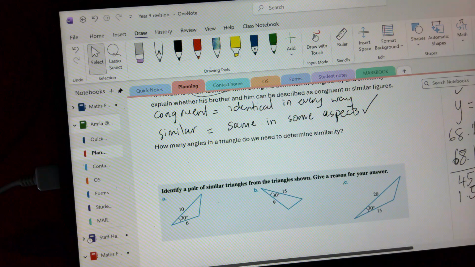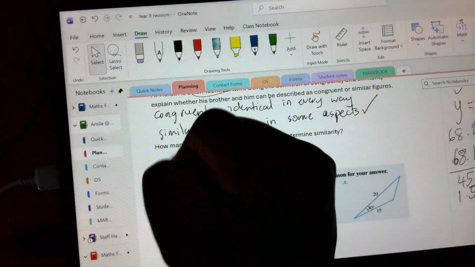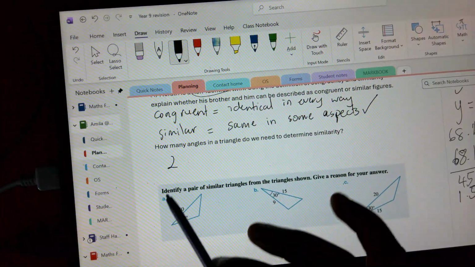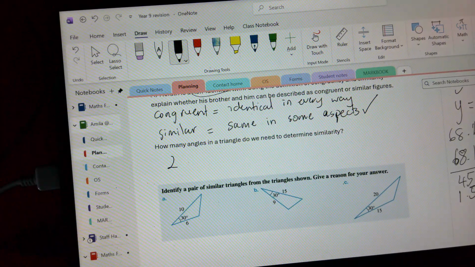Alright, how many angles in a triangle do we need to determine similarity? That's 2. If we know 2 out of the 3 angles for both of our triangles are the same, then by the law of 180, we can say that the other angle is the same. So we only need 2 angles in a triangle to determine similarity.